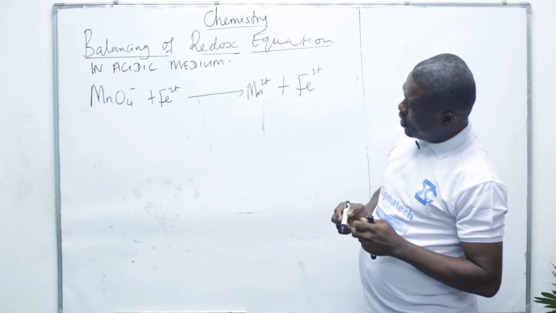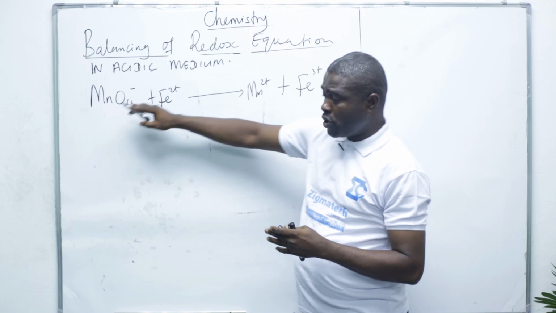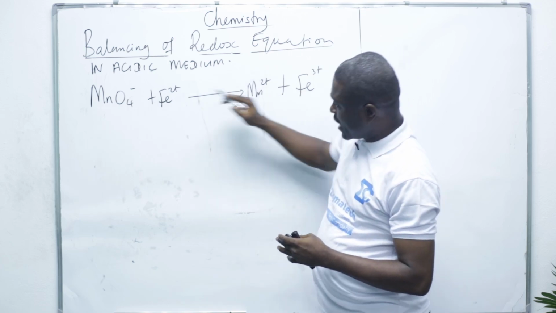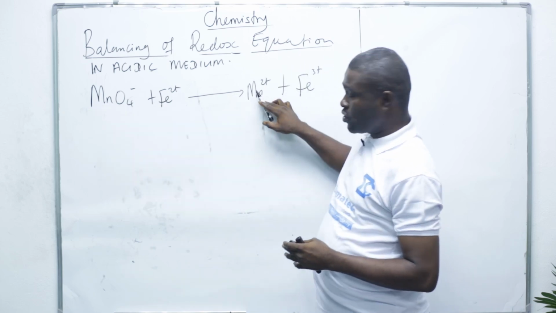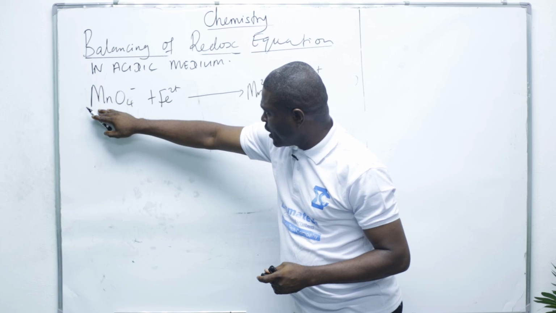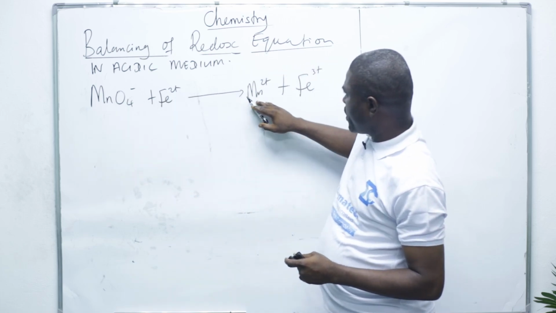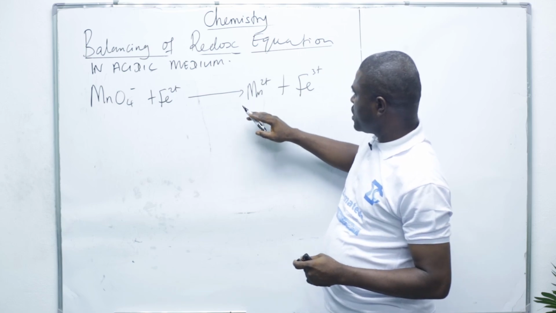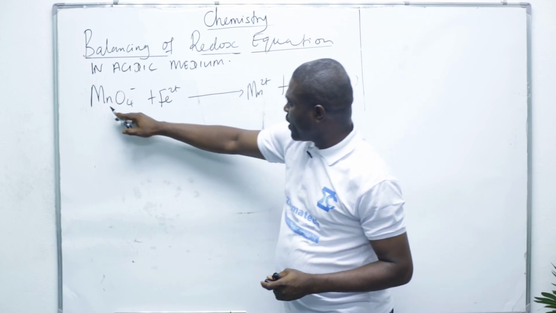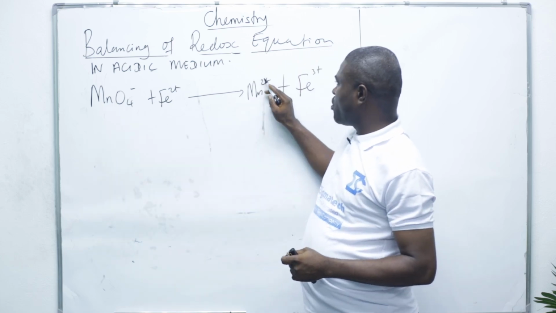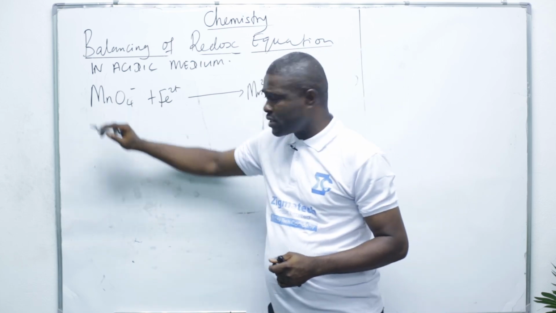Let's check. I have manganese here. Coming to my right hand side, I have manganese ion here. Inside this compound, there's manganese, and here, there's also manganese. What is the oxidation number here, and what is the oxidation number here? Looking at that, you will notice the oxidation number here is plus 7. Why is it plus 2 here, and why is it plus 7 here?